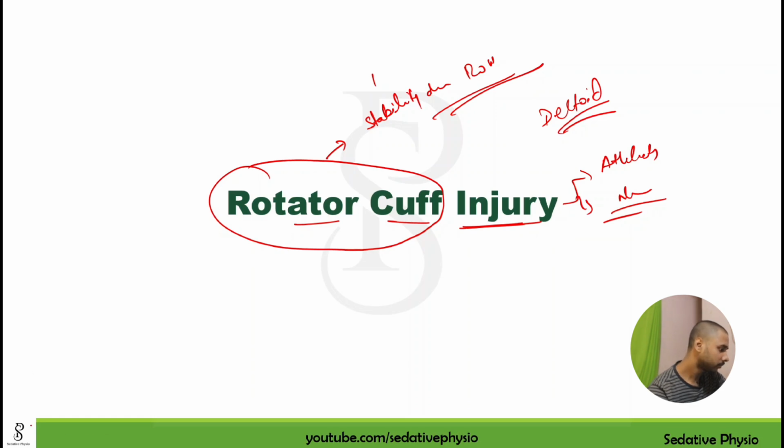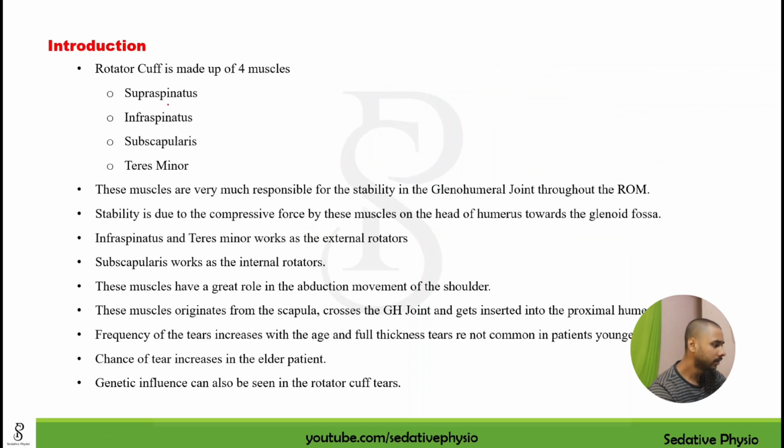Now, what are the 4 muscles that constitute the rotator cuff? First is the supraspinatus, second is the infraspinatus, third one is the subscapularis, fourth one is the teres minor. Okay, now what are the muscle attachments of all these 4 muscles? See, supraspinatus we can just visualize from a diagram. For example, this is your scapula, and here we have the spinous process.